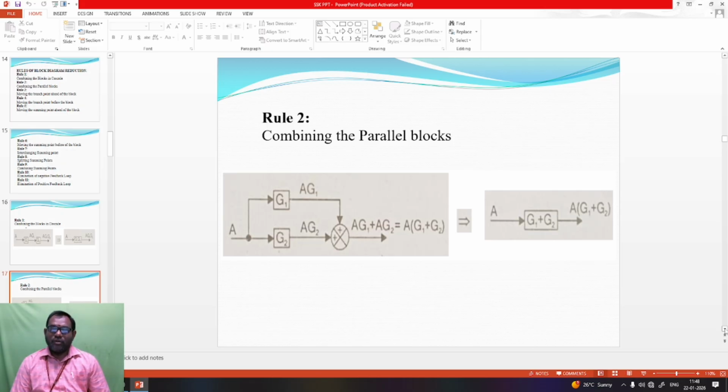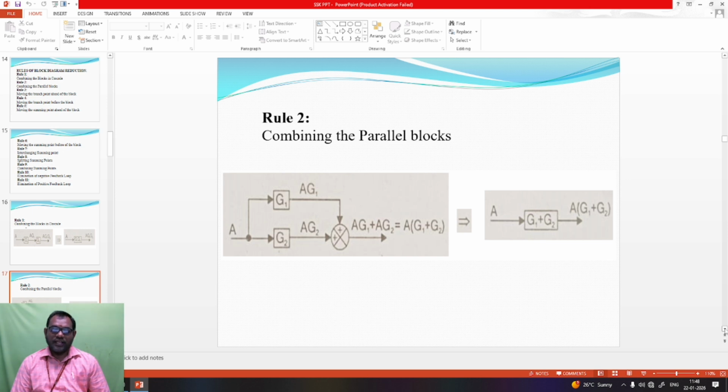So that is called rule number 2. Here G1 and G2 are two blocks. A is the input to both G1 and G2. So the output of G1 is equal to A into G1. Similarly, the output of G2 is equal to A into G2. Then we are going to combine the parallel terms by using a summing point.